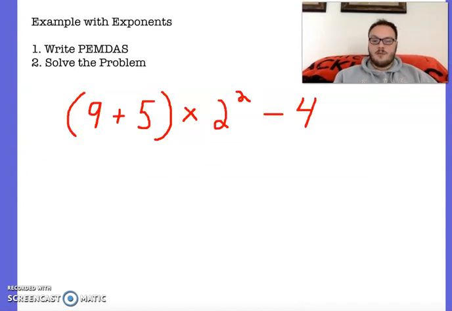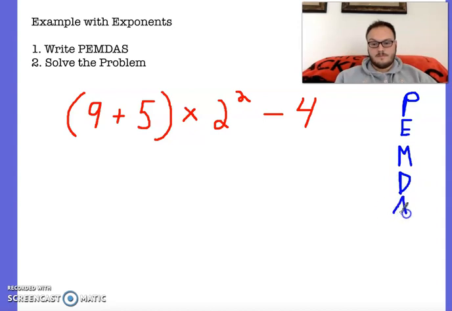So now we've got an example with exponents here, and we have parentheses. So pay very close attention as I solve this. So again, I'm going to write PEMDAS over here to the side. And now we can solve. So I need to start with my parentheses. So I'm going to start here, right with my parentheses, and do 9 plus 5. 9 plus 5 is 14. Next, I see I need to bring down my multiplication sign, my 2 squared, and then minus 4.